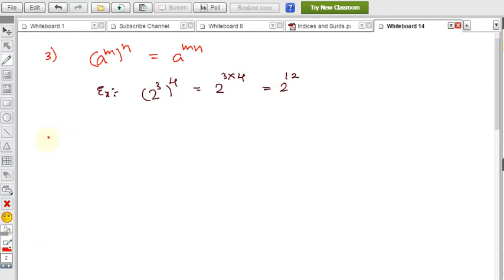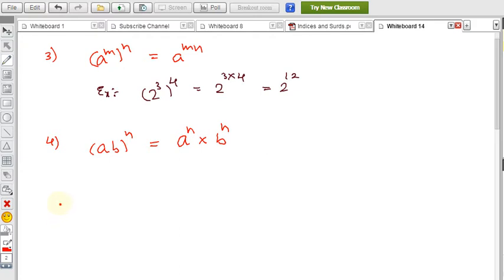Similarly, we can split the formulas. Next, the fourth one. These are the rules of indices; to solve problems easily, we can use them. (a×b)^n: the power we can split. That means a^n × b^n. So this power n is for both bases, not only for a but including b also. So a^n × b^n.